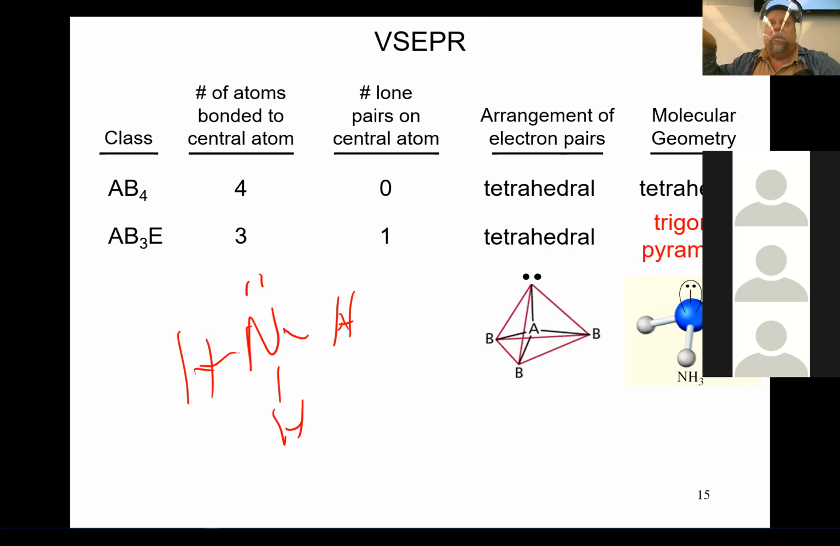Water. Okay. You have an oxygen here, you have hydrogen there, an electron pair here, and an electron pair there. Two electron pairs. So water is a great example of that. And that is called bent.